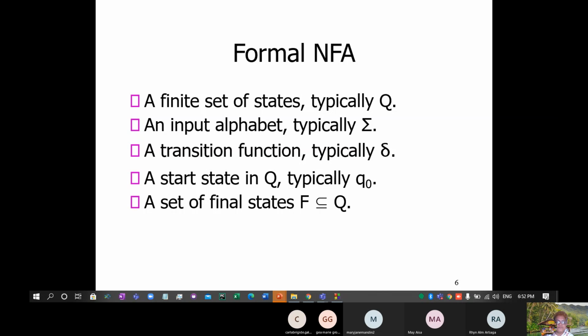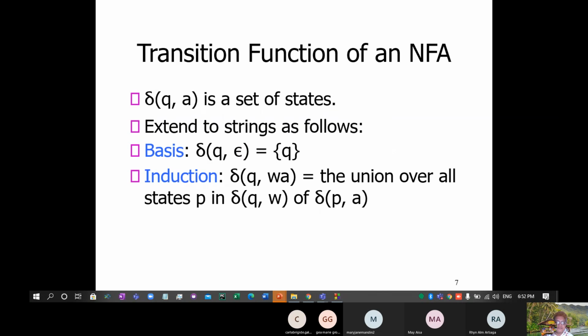Okay. So transition function of an NFA. So pareha gyapon siya sa forma sa DFA. Ang mausob ra jud ang iyang automata. Pero ang iyang mga formal definition is just the same with deterministic finite automata.